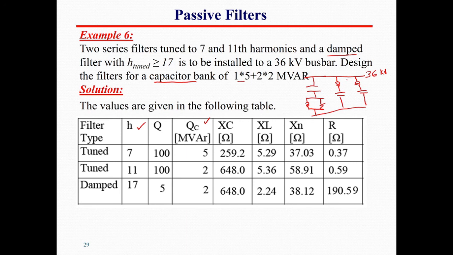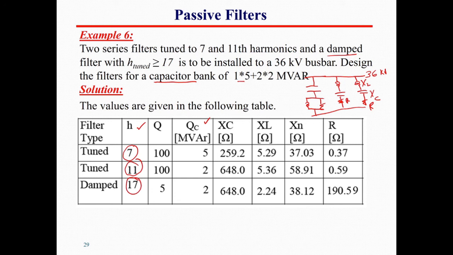So now he told us also what we need to do. Design the filter. So we need to make a filter design. That means we need to calculate what will be the value of XC, what will be the value of XL, what will be the value of the resistance. So those are the unknowns for the different harmonic orders, 7, 11, and 17.